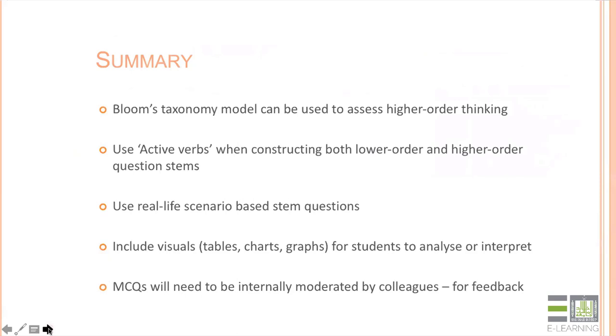And to summarize, Bloom's taxonomy is a really good model that you can use to determine if you are assessing higher order thinking. Do use active verbs to help you construct lower order and higher order thinking STEM questions. Use real life scenario based STEM questions. Use visuals, tables, charts, diagrams when you want to assess higher order thinking. And if this isn't currently implemented in your own departments, internally moderate your multiple choice questions and the whole exam paper by other colleagues, and get feedback on the structure, the content, everything that I've covered in today's webinar.